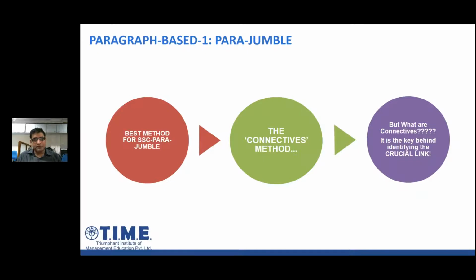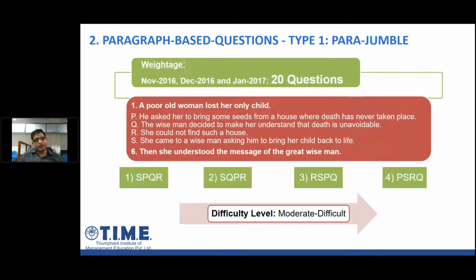To be able to explain, I'm going back a couple of slides. So let's look at this question. The first sentence says, a poor old woman lost her only child. And the last sentence says, then she understood the message of the great wise man. In between, we have these four sentences. So P says, he asked.